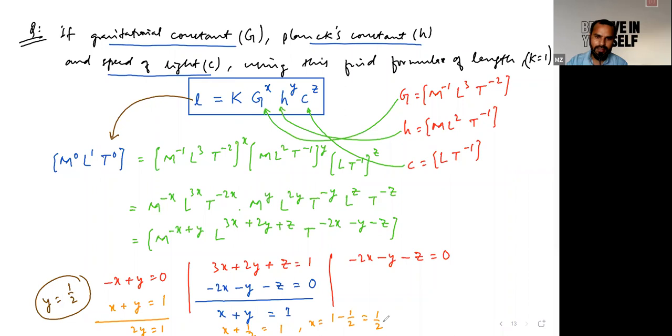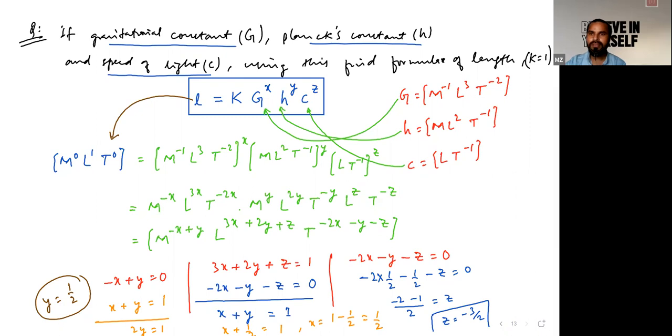Good, Nida. Now put the values of x and y in this equation. It will be minus 2 times x, which is plus half, minus y, which is plus half, minus z is equal to 0. 2 and 2 cancel out, or you may leave it as it is. If you take LCM to be 2, we have minus 2, minus 1. Bring this particular z to the other side, so z is equal to minus 3 by 2. So we have x is equal to plus half, y is equal to plus half, and z is equal to minus 3 by 2.